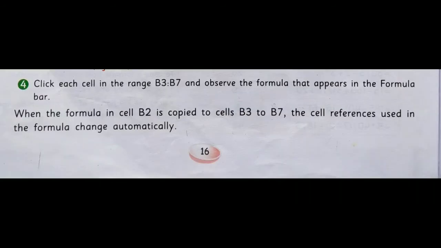Now in the fourth part, click each cell in the range B3 to B7 and observe the formula that appears in the formula bar. When the formula in cell B2 is copied to cells B3 to B7, the cell references used in the formula change automatically.